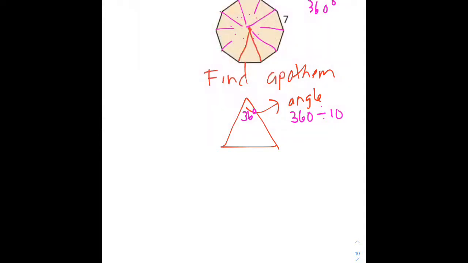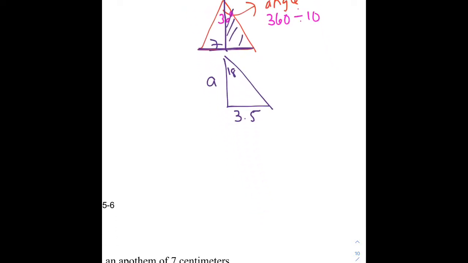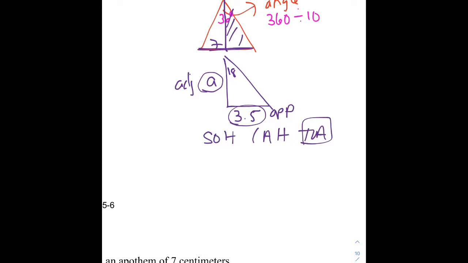In order to get the apothem, I have to draw an altitude. So now let me retrace just this half of the triangle. In doing so, remember this whole side was 7. So if I cut it in half, this is 3.5. This is your apothem. And this angle has been cut in half to be 18. So to find the apothem, we're going to use SOHCAHTOA. 3.5 is opposite 18, A is adjacent, and so if I use SOHCAHTOA, this is going to be tangent.